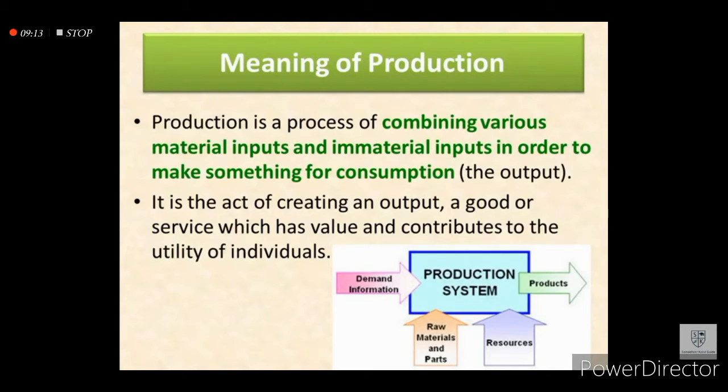So there is some demand information going into it, and the raw materials and parts are given, the resources, maybe the human people, or maybe the land. Using the resources, the production system produces the final products which are usable by a consumer or a person. It could be a good or it could be a service which can be used.